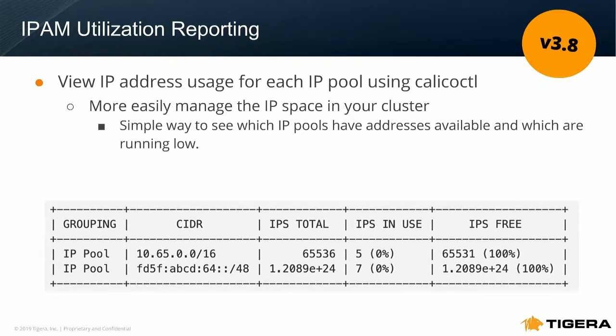In 3.8, we have an IPAM utilization report. View the IP addresses available essentially via calicoctl. So for example, before this feature was there, if you had one IP available or a million IPs available, you had no real easy way of being able to discern that. But with this new feature, it makes it super easy to get a quick report and understand how many IPs you have free in an IP pool.